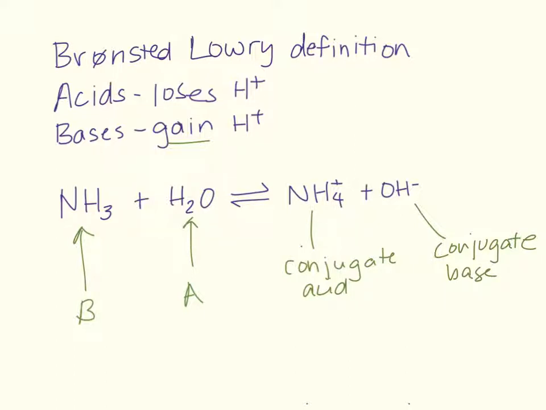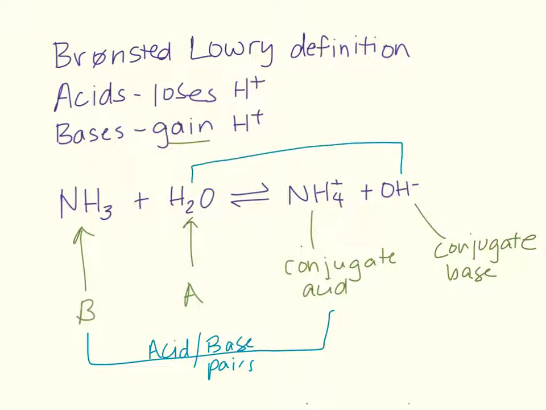Now, the way that this works is the base is going to turn into the conjugate acid, and so these are acid-base pairs. So a base will always turn into a conjugate acid, and an acid will always turn into a conjugate base. And so this is also an acid-base pair.